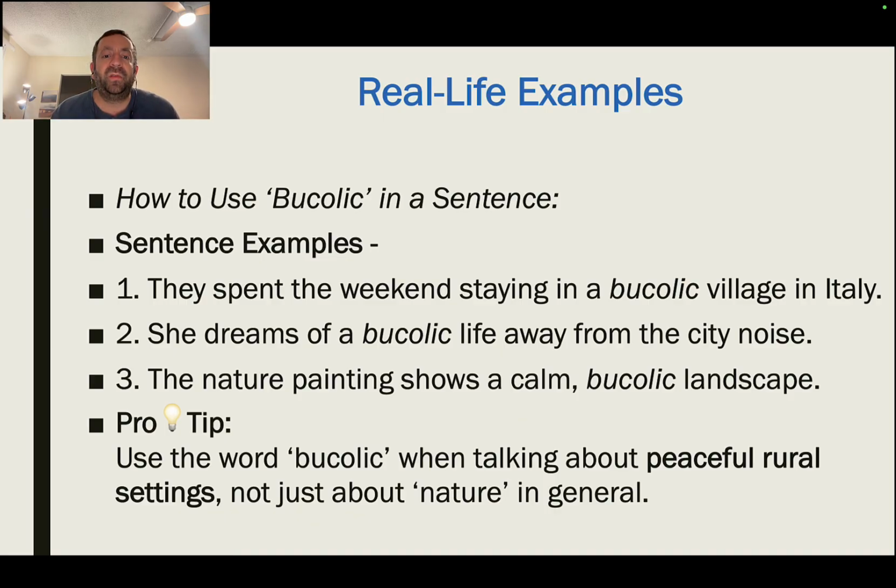Number two, she dreams of a bucolic life away from the city noise. So again, this is the contrast to city with rural life. So bucolic is a quiet, rural, peaceful life, not much noise compared to city noise. In this case, city is an adjective describing noise, right? Loud noise. Number three, the nature painting shows a calm, bucolic landscape.